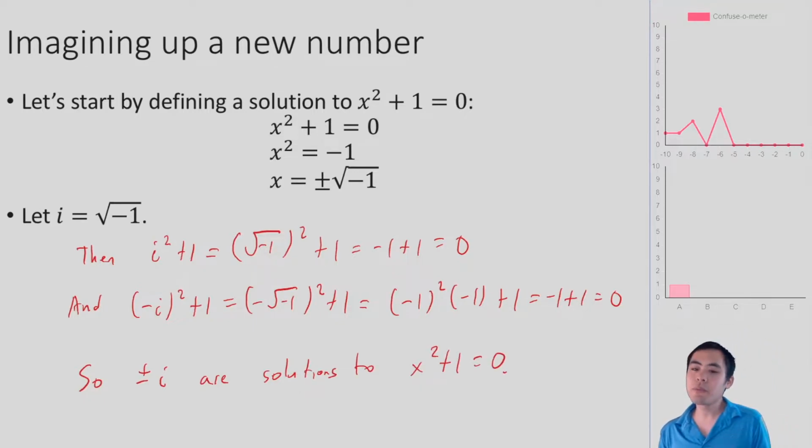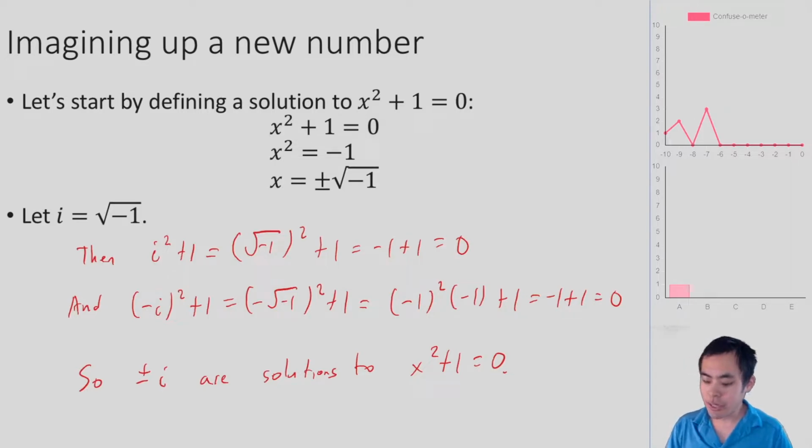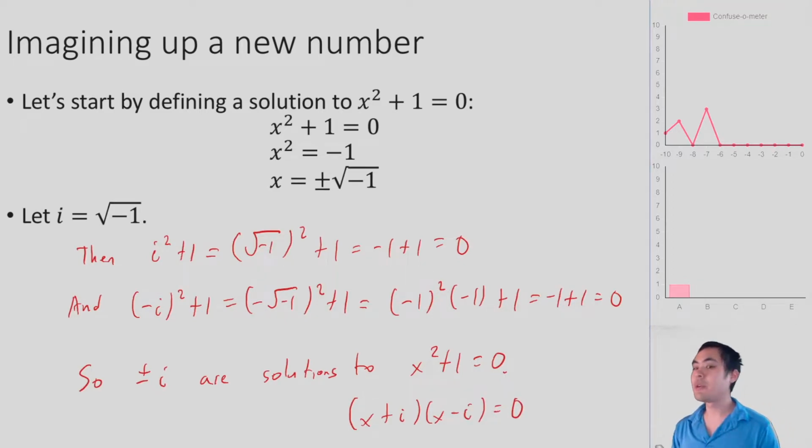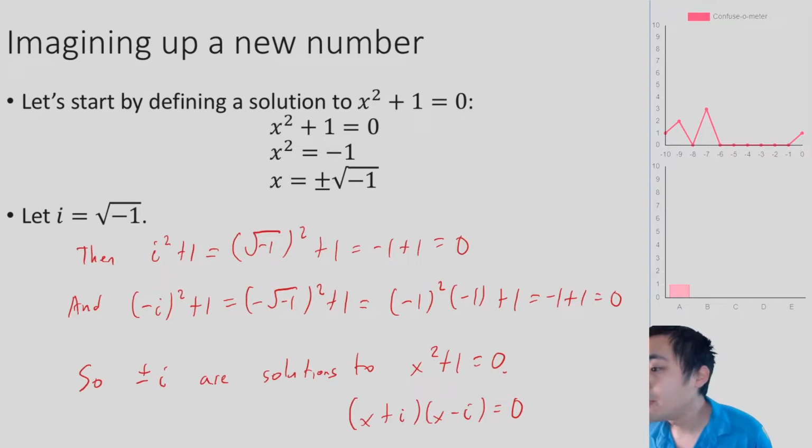Now, why is this useful? This is useful for a couple of reasons, one of which is that you now have a solution to this. The other is you can actually now factor this irreducible polynomial by saying x plus i times x minus i is equal to 0. So that's an equivalent formulation. And this has some very nice properties because it means that basically we can factor everything out. How do you find that the square root of minus 1 squared is minus 1?